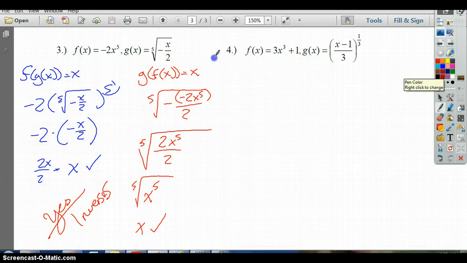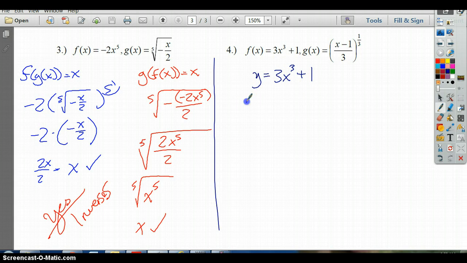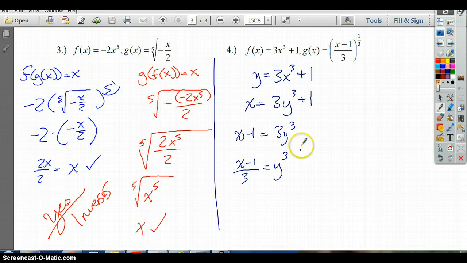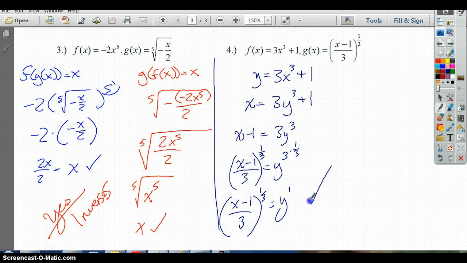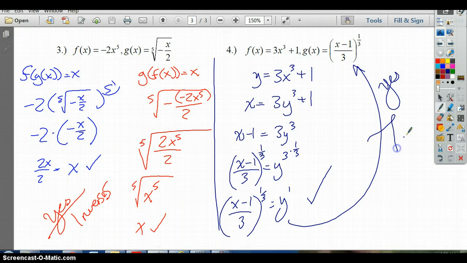Okay, finish up here with the last guy. Go old school again. I'm going to use y equals 3x to the 3rd plus 1. I'm going to switch the x and the y. And I'm going to proceed to solve for y now. Again, get rid of addition, subtraction first. I am then going to get rid of division. So I have x minus 1 over 3 equals y cubed. And then I'm going to get rid of this exponent. I see that this is exponential. I'm going to raise this to the 1/3, which means I raise this guy to the 1/3. That gives me y to the 1, x minus 1 over 3 to the 1/3. And yeah, it's a happy meal. These match up. So, yes, again.